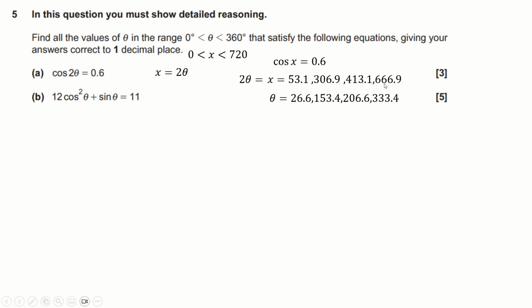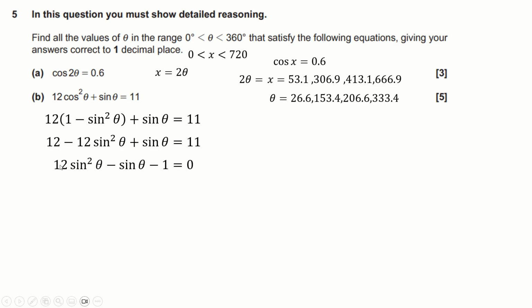You can use the graph if you prefer, if you draw the cos graph out, or you can use CAST diagrams. It doesn't make a difference to me. These are the 4 answers you're going to get. And then cos squared, of course, is 1 minus sine squared. Expand that out, rearrange, you get this. Imagine this in your head as 12y squared minus y minus 1 equals 0. You can factorize that. It factorizes like this.